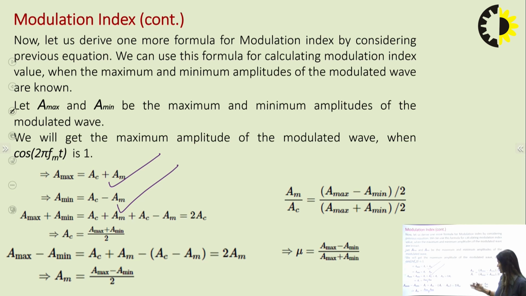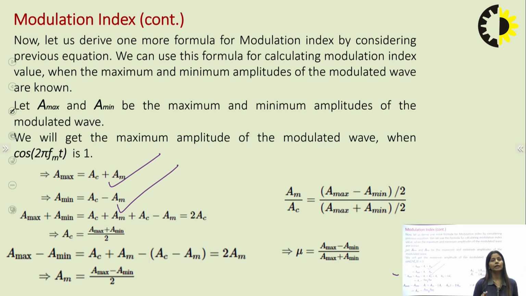Now here AM is equal to (A max minus A min) by 2, and AC is equal to (A max plus A min) by 2. How did I calculate this? Just by the two variables and two equations method. When you add them, you will get AC. When you subtract them, you will get AM, right? So by this, you can have the ratio of AM by AC.